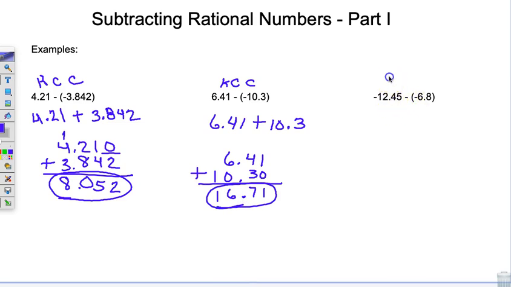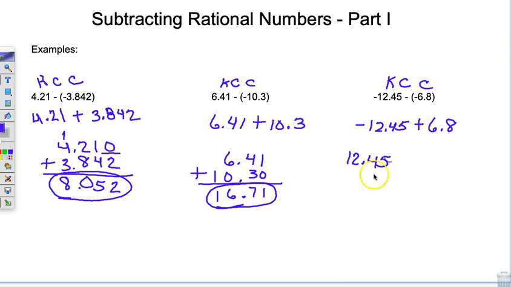Next example on this page, I have a negative number to start with, and I'm subtracting another negative number. So we always want to keep that first one. We will never change it, and you're going to find even in later classes, you're never going to change its sign. We're going to change the subtraction to addition, and this negative also becomes a positive 6.8. In this one, we do not have the same signs. We have a negative and we have a positive. So we must find the difference.